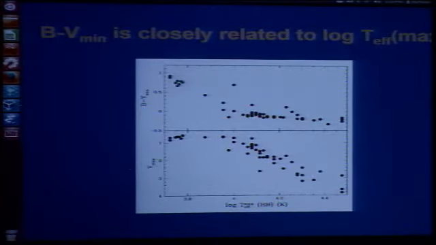On the other hand, the parameter B minus V min, the minimum color on the horizontal branch, is closely related to the maximum temperature. Of course, because there is the relation between B minus V and the effective temperature of the stars.